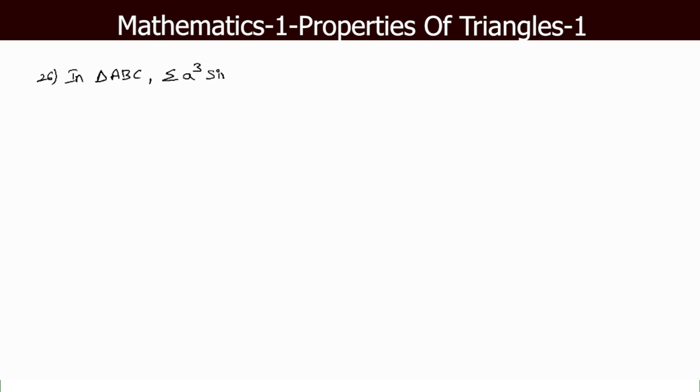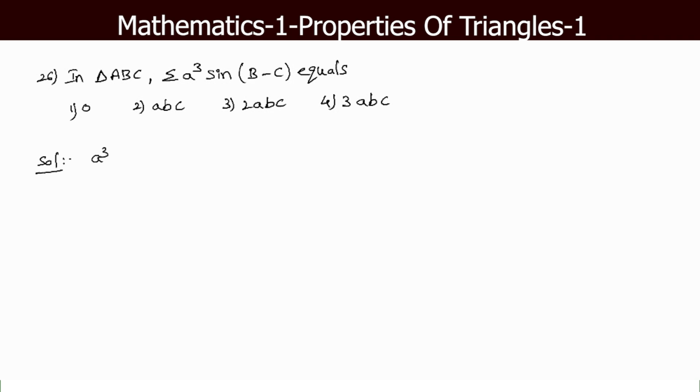26. In triangle ABC, sigma a cubed sin(B minus C) equals 0 — options 0, 2ABC, 3ABC, 4ABC. This is an important problem. Even though it is a little bit lengthy in verification, if you replace sine with cosine, that will be a little bit lengthy. I will tell you. So here, a cubed sin(B minus C) you take.